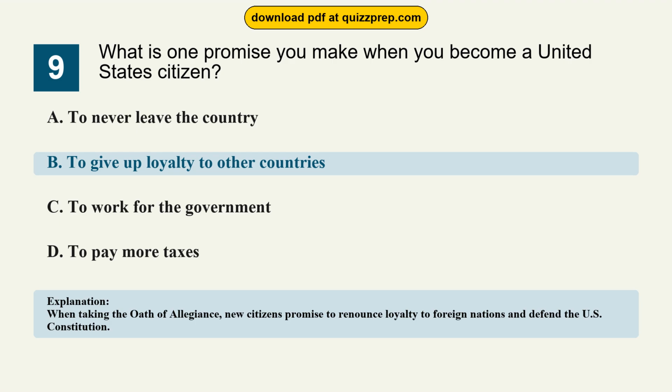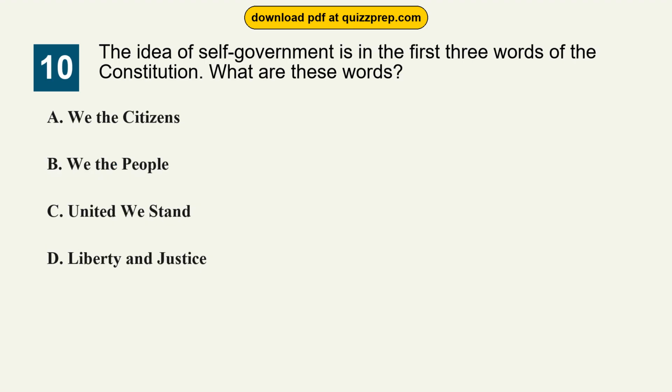When taking the oath of allegiance, new citizens promise to renounce loyalty to foreign nations and defend the U.S. Constitution. Question 10. The idea of self-government is in the first 3 words of the Constitution. What are these words? Option A. We the citizens.